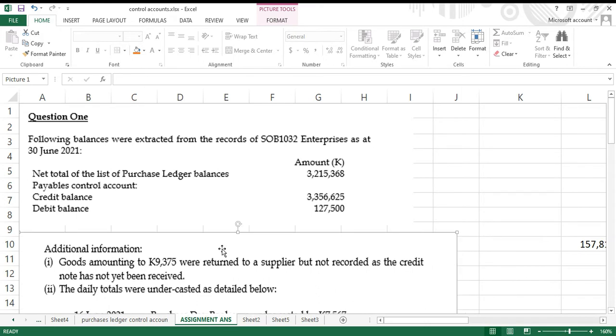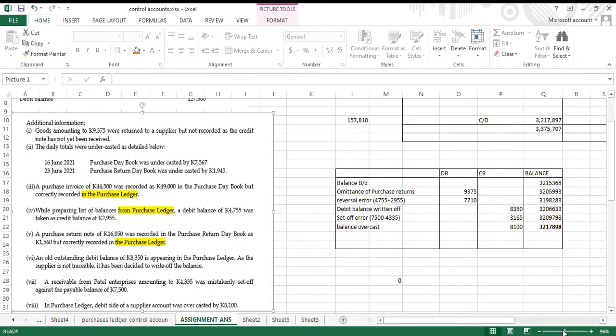So here basically we want the balance on our net list of our purchases ledger to be equal to the balance in the control account, all right? These two balances must be the same, right? So we've been given additional information. So this means we're going to have to make adjustments either to our purchases ledger or to our control account or to both, all right? So we're going to see each transaction and we'll see which one is affecting.